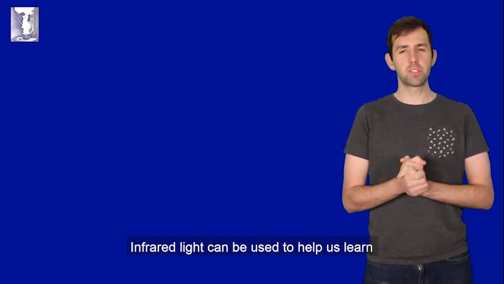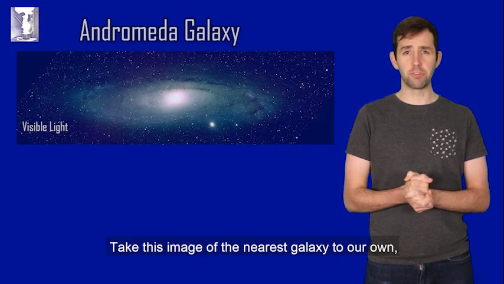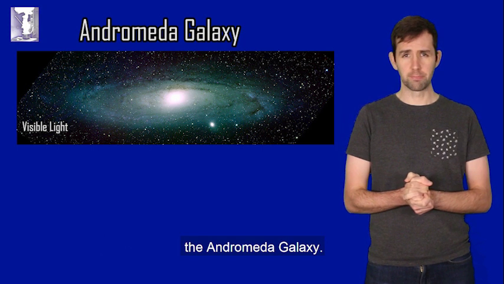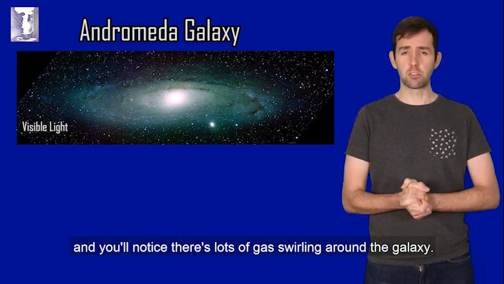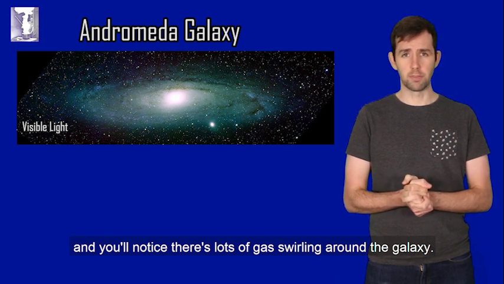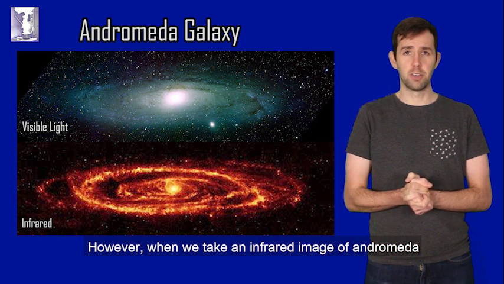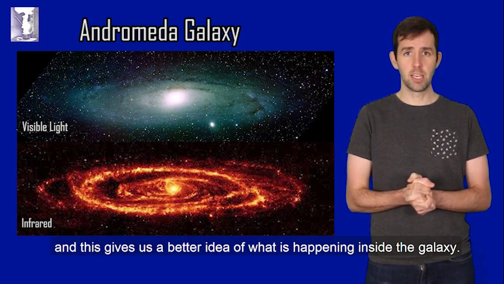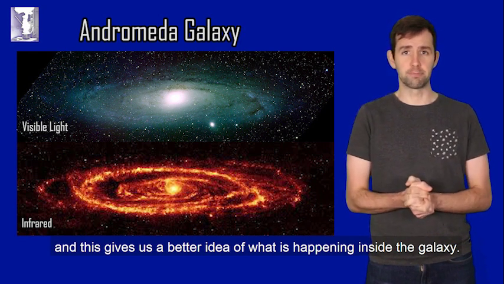Infrared light can be used to help us learn more about the universe around us. Take this image of the nearest galaxy to our own, the Andromeda Galaxy. This is the light we can see with our eyes, and you'll notice there's lots of gas swirling around the galaxy. However, when we take an infrared image of Andromeda, we find we can see a lot more detail hidden behind this gas. And this gives us a better idea of what is happening inside the galaxy.